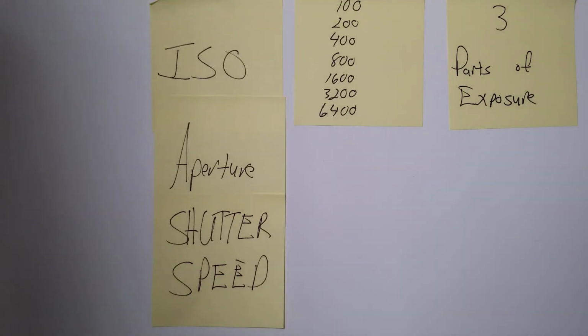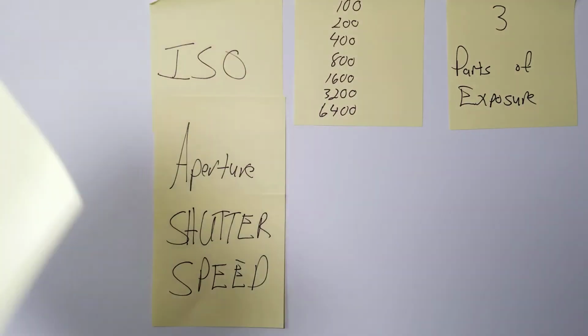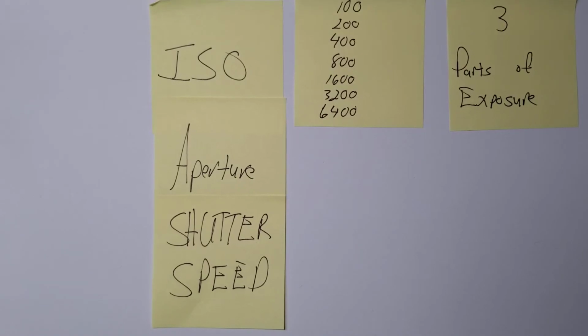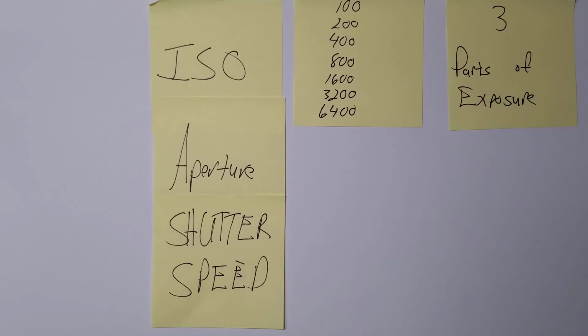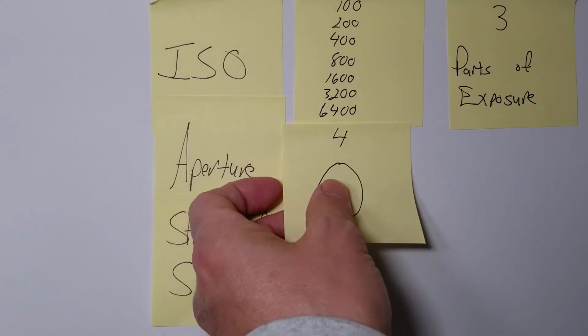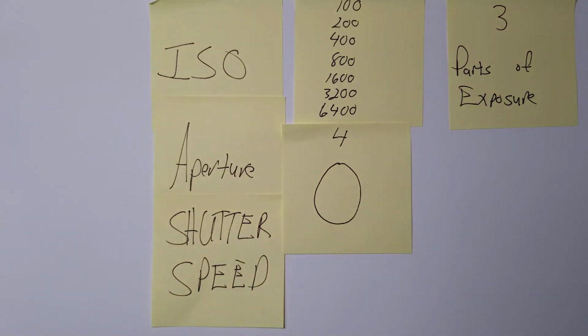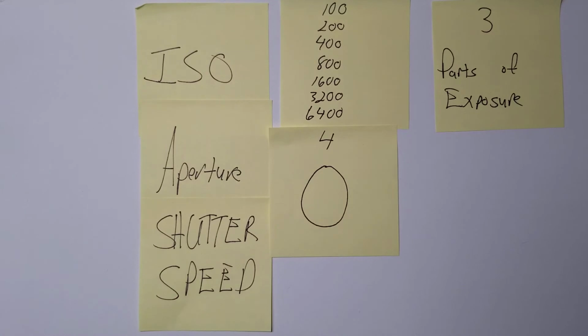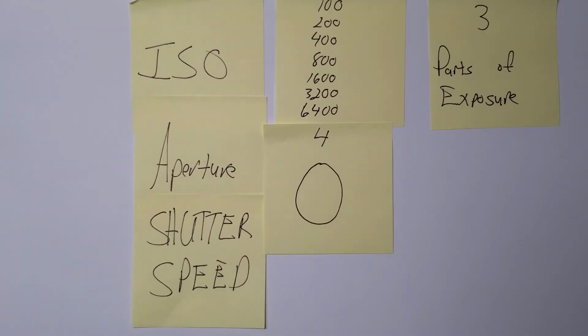The next part is aperture. And aperture determines how much light goes through the lens. And the way it does that is with lens openings. Now, for example, some lenses start at f4, right? And you can see this is not necessarily to scale, but it is a large opening. It's letting a lot of light in.